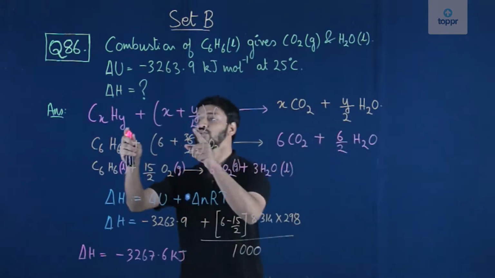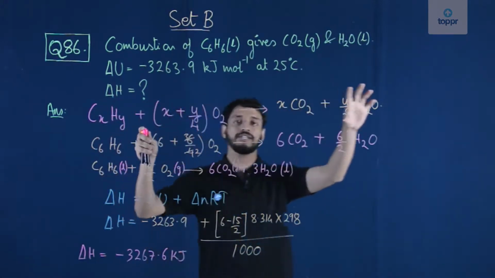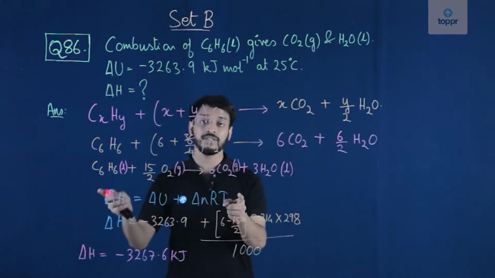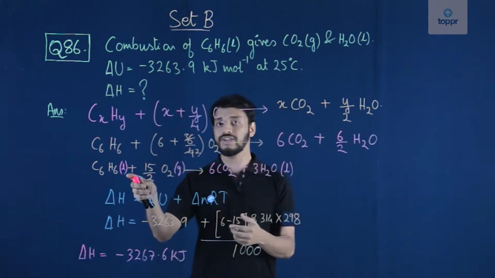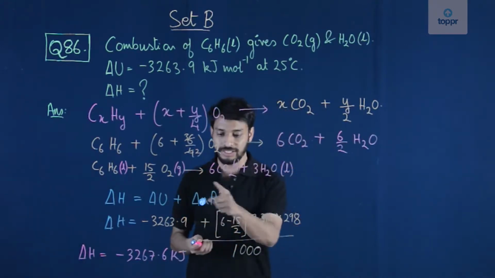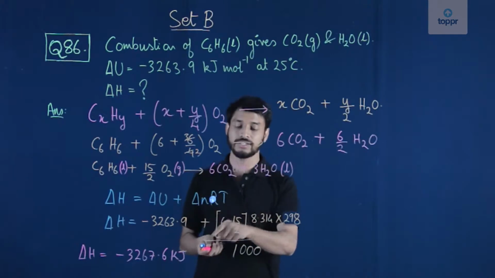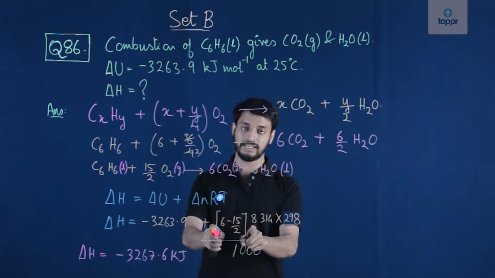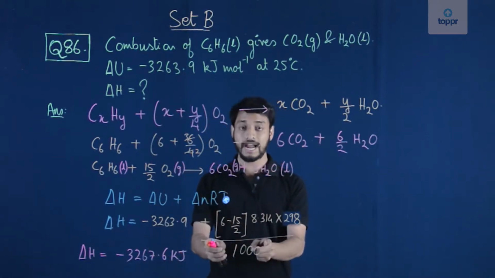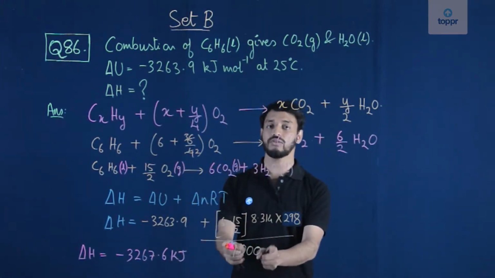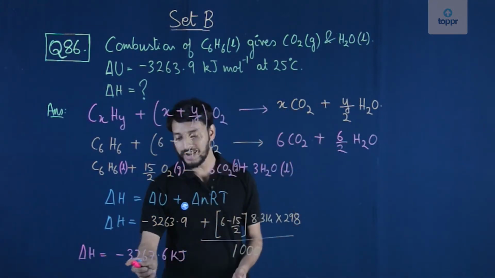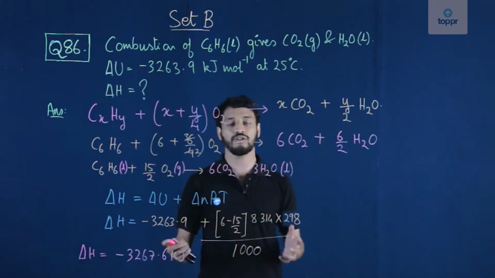Here, you should know the basic representation of the combustion of any hydrocarbon. During the calculation, we have to know which species are liquid and which are gaseous, because from there we calculate delta n. Delta n comes out to be minus 3 by 2, and importantly we have to divide by 1000 because it is in kilojoules per mole. So the answer is minus 3267.6 kilojoules.